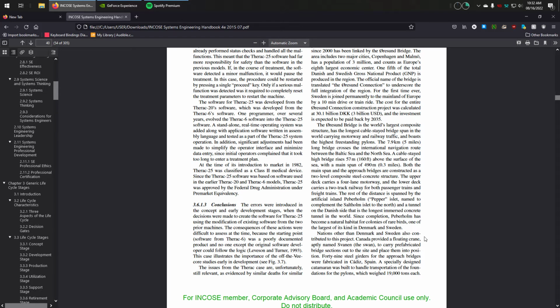Nations other than Denmark and Sweden also contributed to this project. Canada provided a floating crane, aptly named the Swan, to carry prefabricated bridge sections out to the site and place them into position. 49 steel girders for the approach bridges were fabricated in Cadiz, Spain. A specially designed catamaran was built to handle transportation of the foundations for the pylons, which weighed 19,000 tons each.